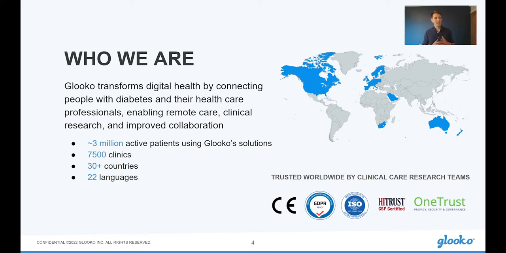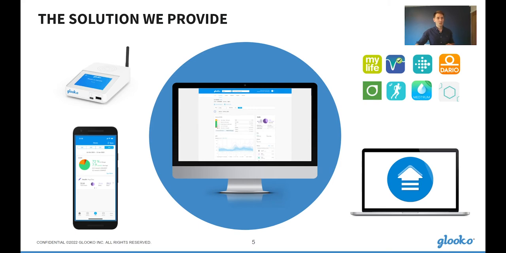We have approximately 3 million active patients using the Glooko platform, and that's across 7,500 clinics globally. And as you can see here on screen, that is across many countries, and the product is provided in many different languages too. So, looking closely at the Glooko solution, what does it consist of?